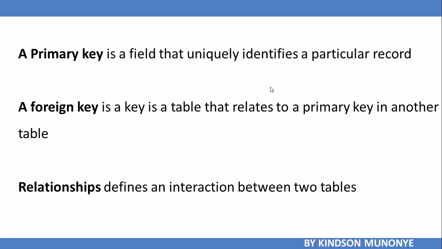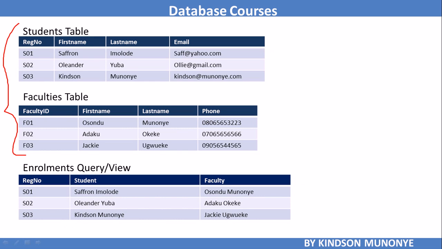Foreign key is a key in a table that relates to a primary key in another table. Relationship defines an interaction between two tables. So let's take a look at what foreign key is all about.